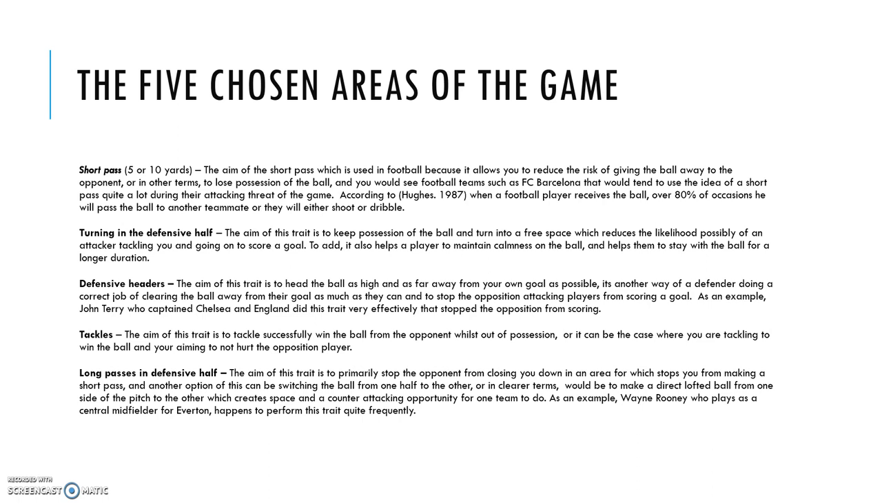Long passes in the defensive half, primarily to stop the opponent from closing you down in an area, which stops you from making a short pass. Another option can be switching the ball from one side to the other, or in clearer terms, making a directed lofted ball from one side of the pitch to the other, which creates space and a counter-attacking opportunity for one team. As an example, Wayne Rooney, who plays as a central midfielder for Everton, performs this trait quite frequently.